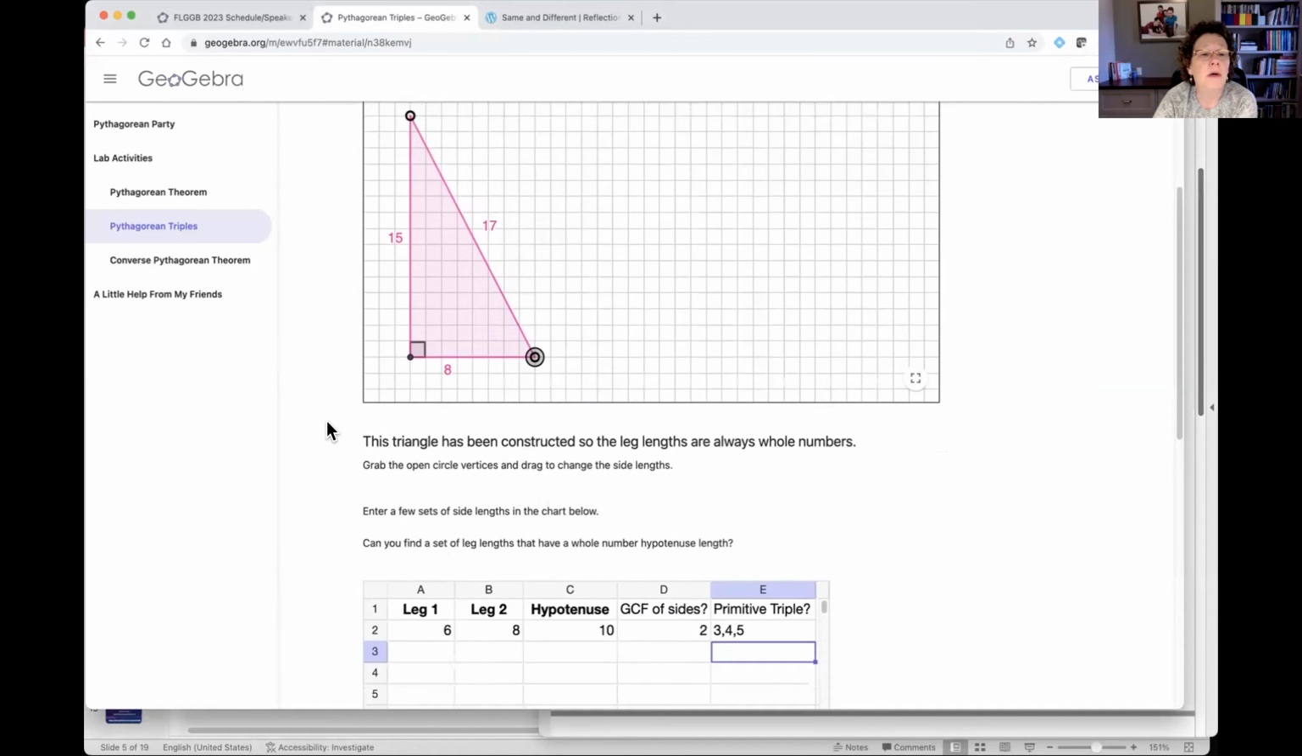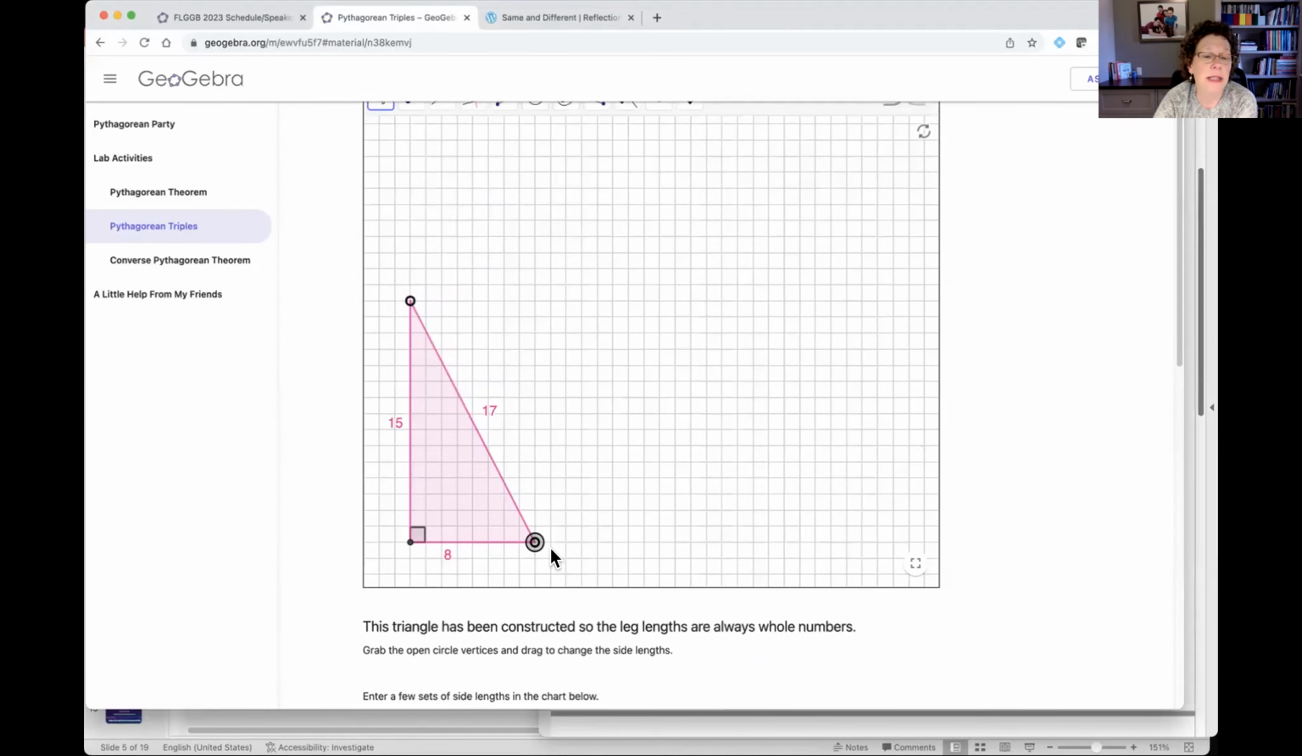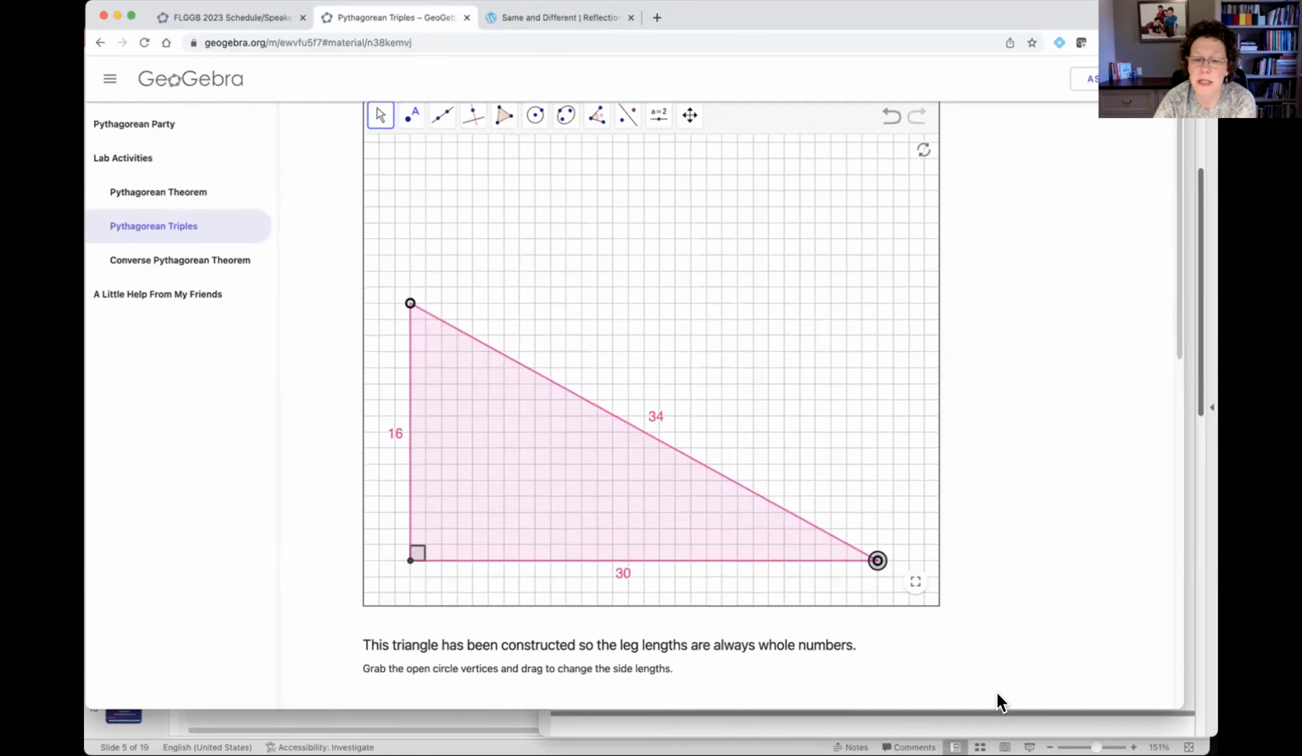So here we've got 8, 15, 17. We could double it and make it 16, 30. I don't know if I have room for 30. Maybe I better make the 16 here. 16, 30, 34. And so then I can confirm that my triple is correct.